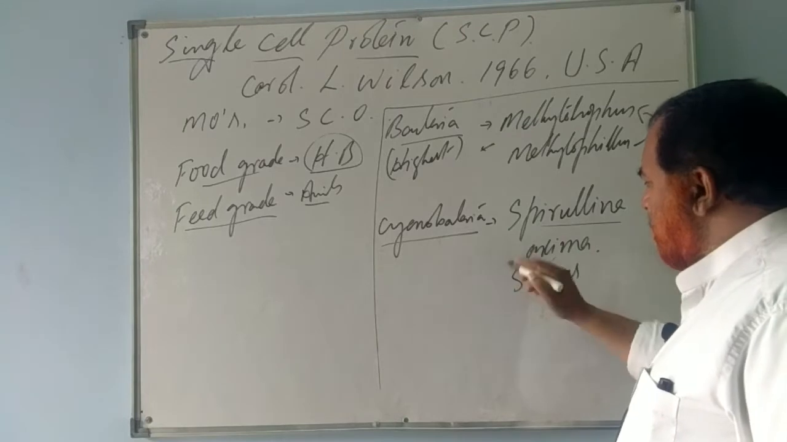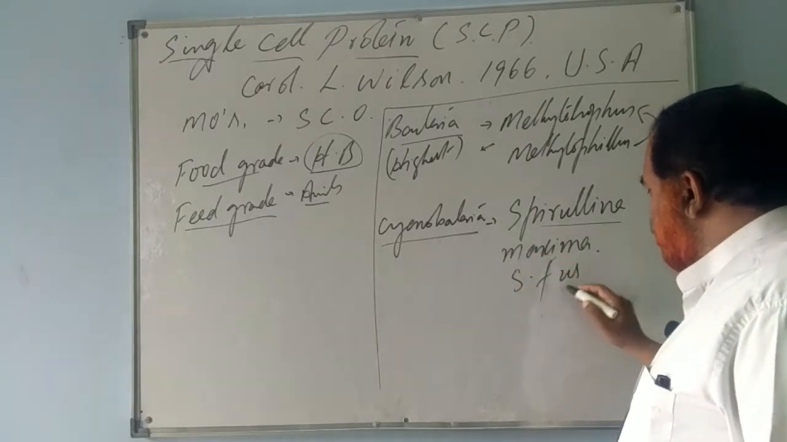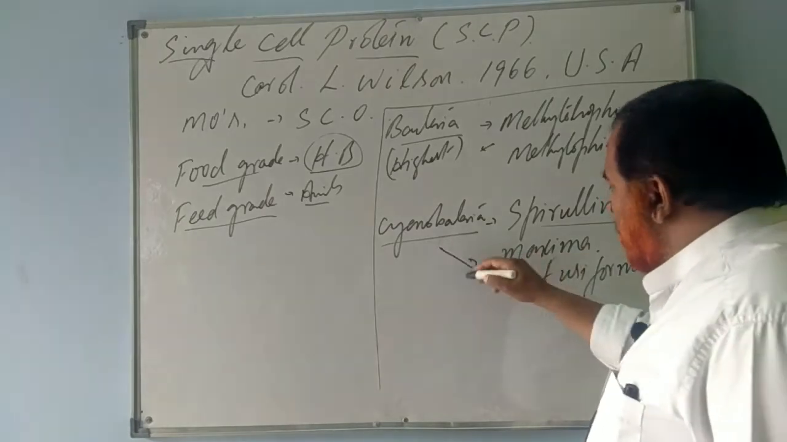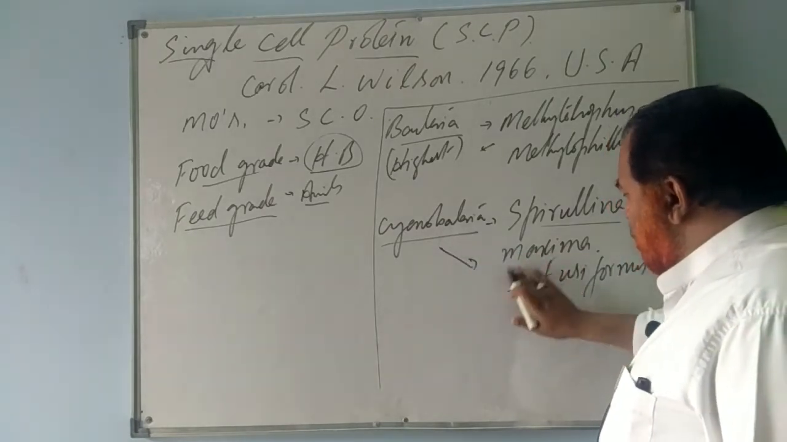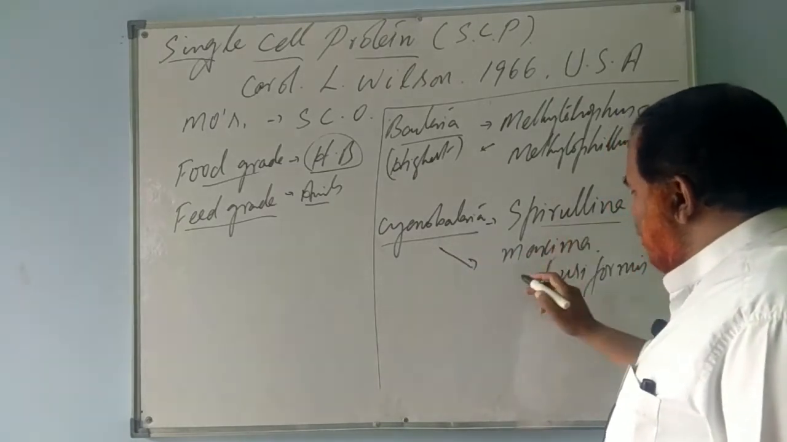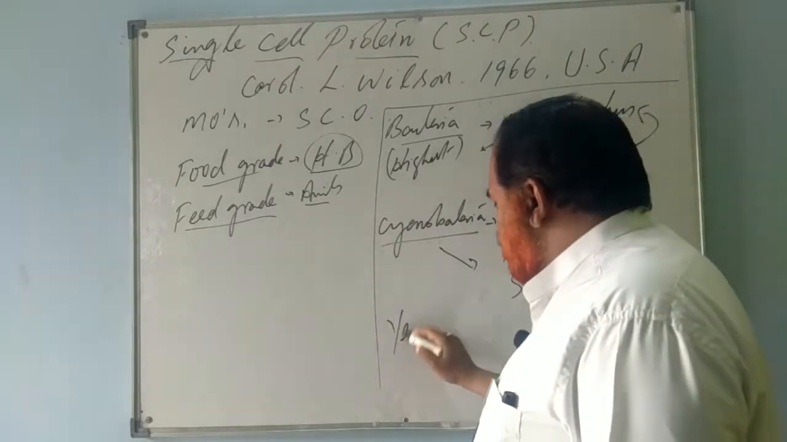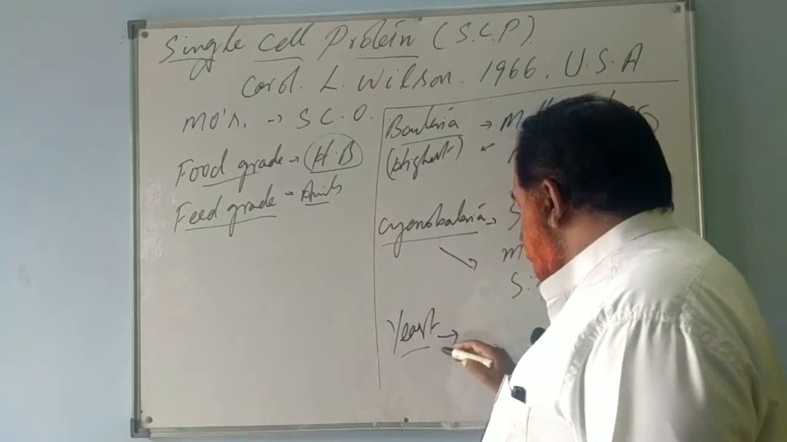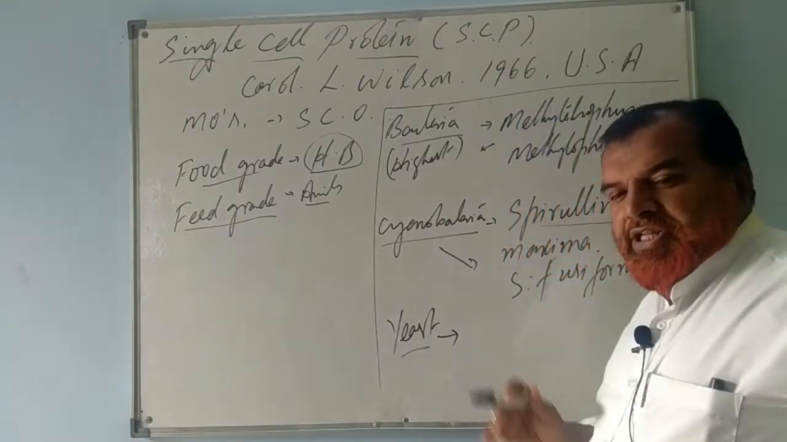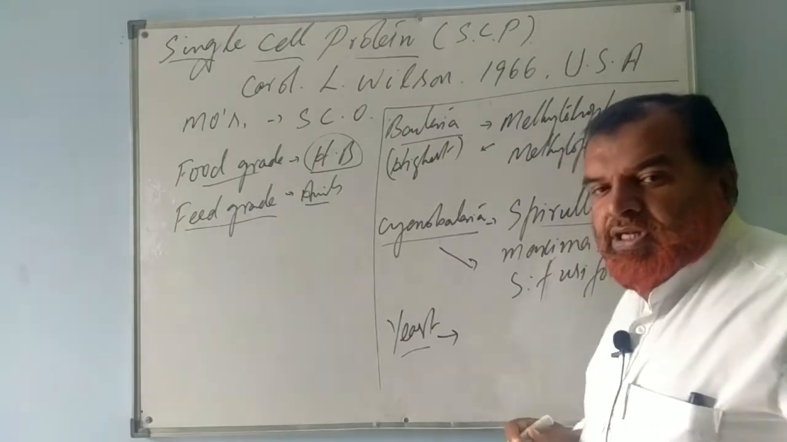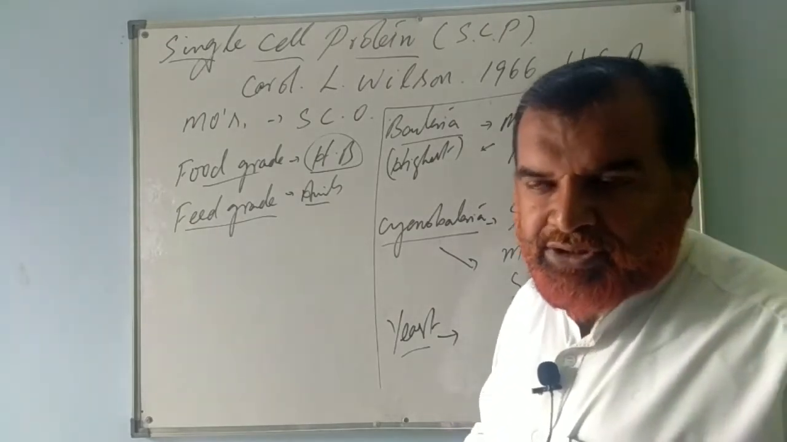This is a species, maxima, and fusiformis. These are the two cyanobacteria that produce what? Single cell protein. One is Spirulina maxima, the other is Spirulina fusiformis. Then yeast. In the next chapter, that is microbes in human welfare, you would have studied about yeast, because in fermentation technology also yeast is used.